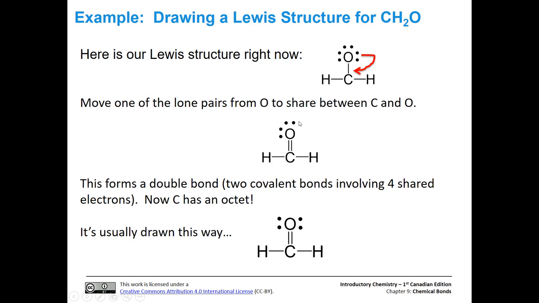So let's go ahead and count octets. Oxygen: 2, 4, 6, 8, and then carbon: 2, 4, 6, 8, and of course our hydrogens were already happy anyway. So now we have a double bond between carbon and oxygen. Oxygen still has two lone pairs, but not three like it had before, and carbon forms four bonds with other atoms to have a total of eight shared electrons around it entirely. So now carbon has its octet.